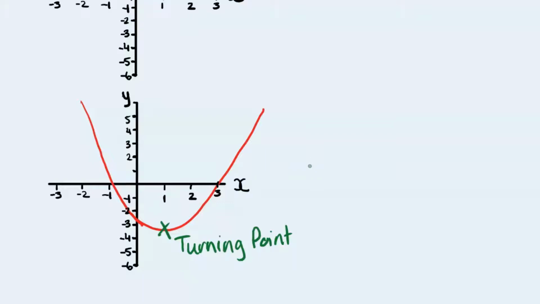So on a related note, you can get different shapes of parabolas. You can get an upside down one. So the way to think about it is you can get a happy parabola and then you can get an unhappy parabola.